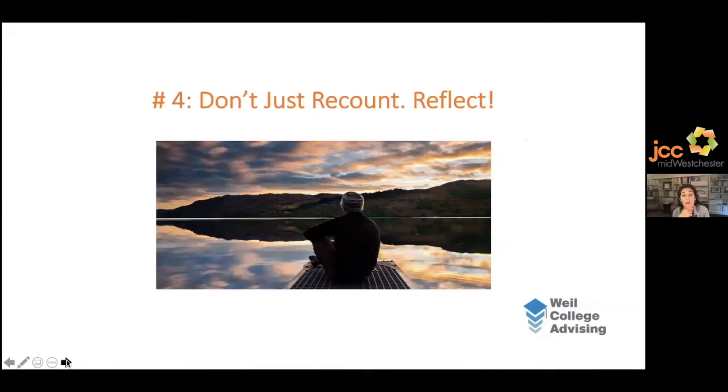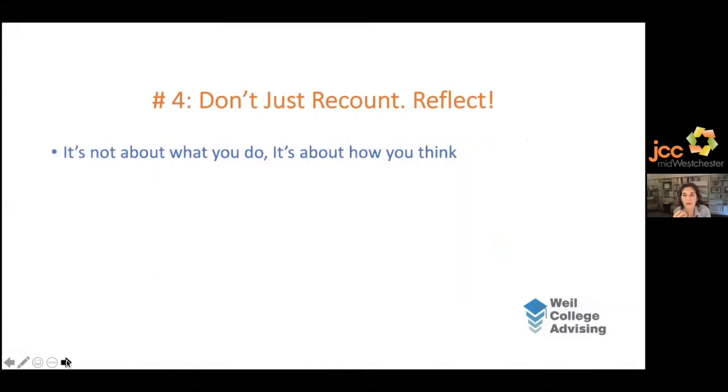Don't just recount, reflect. The college admissions reps, they want to see that a student has the capacity to go deep, to reflect upon something. That is maturity. So it's very important that you not only say what happened, but reflect upon it. I always say, it's not about what you do. It's about how you think. What happened to you might happen to many people, but your lens is unique.